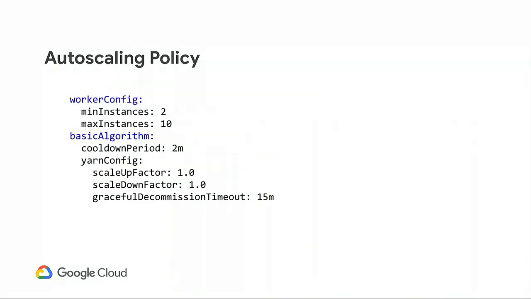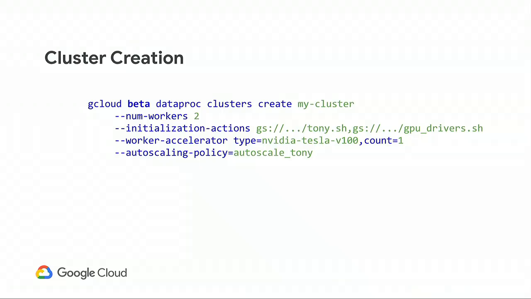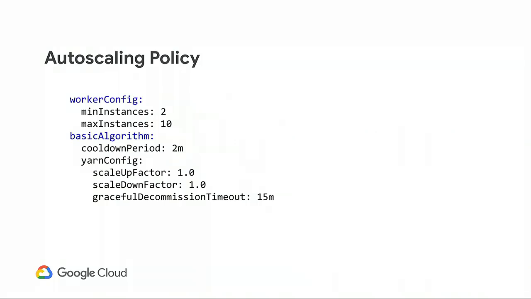So let's talk about autoscaling really quickly and how you can enable that on the cluster. Gonzalo was showing you before that we have the autoscaling policy that we've called autoscale TonY. What that looks like is just a YAML file that gets uploaded to Google Cloud. Here you can see that there are only two top-level components: the worker config and the basic algorithm. We'll start with the worker config. You'll see that we have two parameters set, the min instances and the max instances, respectively set to 2 and 10.